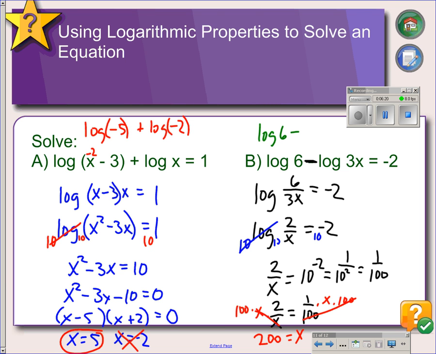If we check this solution and see if it works, we're going to have log of 6 minus log of 3 times 200, which is 600. If we condense that log, that'll be log of 6 divided by 600, which equals log of 1 over 100. And we know from properties of logs that log of 1 over 100 is negative 2. So this does work, and this is a good solution. And that's it for this second lesson in 7.5.